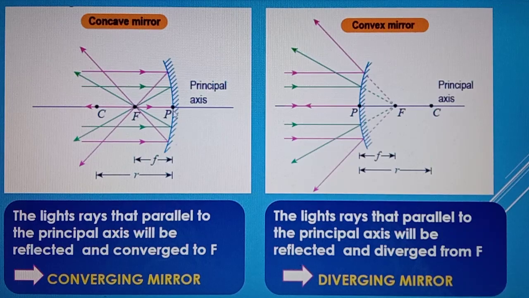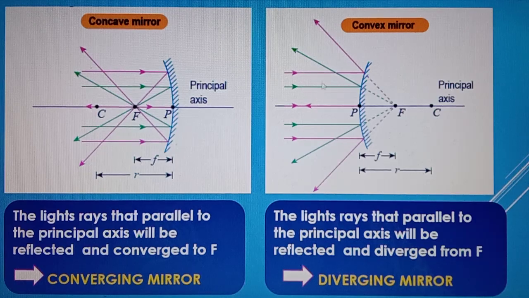For the concave mirror, you can see this focal point is real, in front of the mirror. The distance between F and P is the focal length of the concave mirror, and the distance between the center of curvature and the center of the mirror, we call the radius of curvature. The relationship between F and R is F equals R divided by 2. So it seems like F is the midpoint of CP.